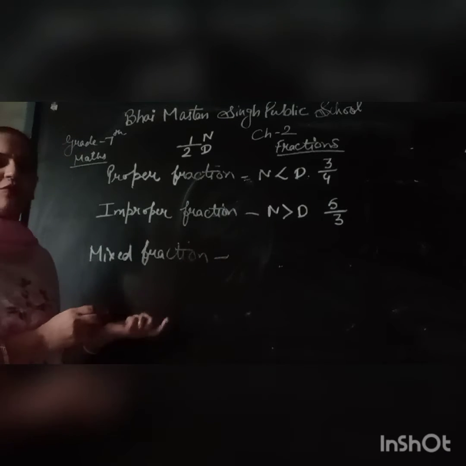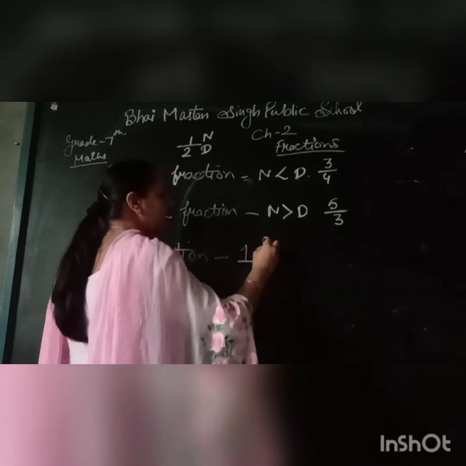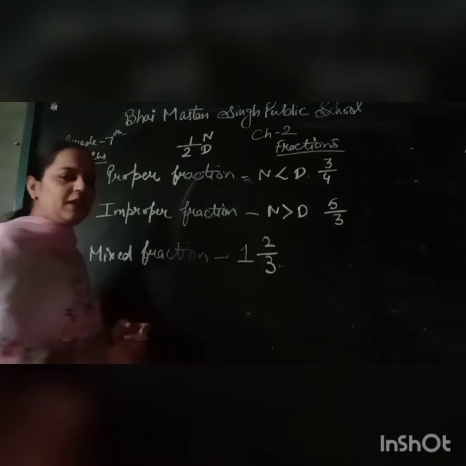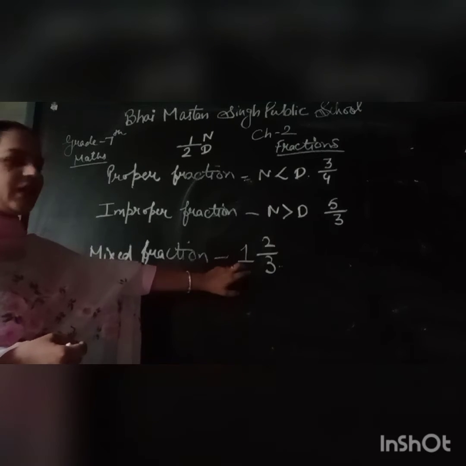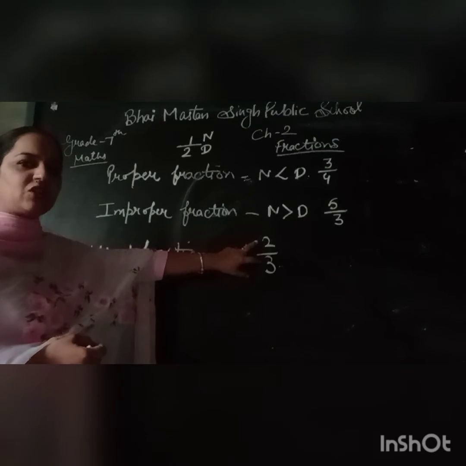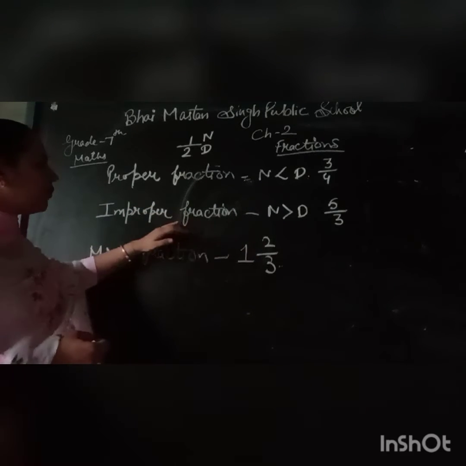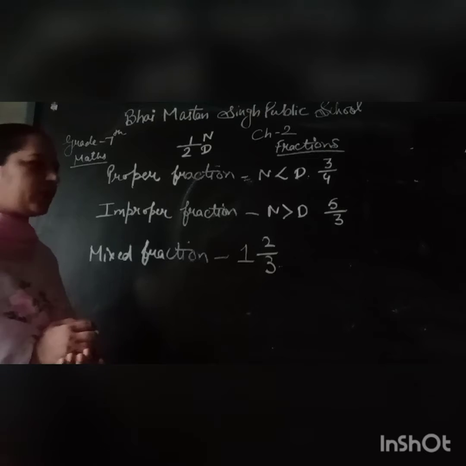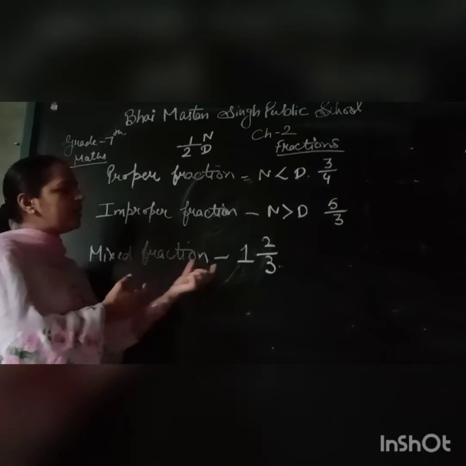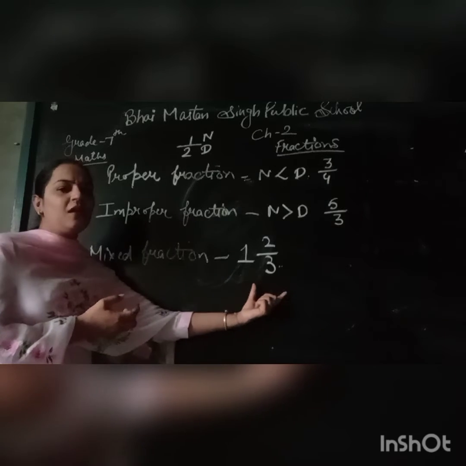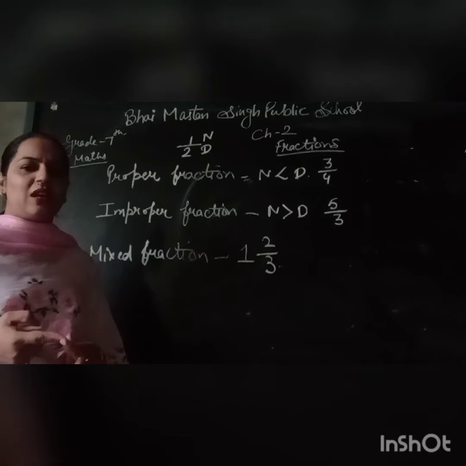Third one is mixed fraction. It is a combination of a whole number and a fraction. It means, what is a mixed fraction? It is a combination of a whole number and a proper fraction. A mixed fraction is always made from a proper fraction, not with an improper one. Okay? We can change an improper fraction into a mixed fraction, but it is a type of whole number and proper fraction. So we will discuss other types also, like fractions.